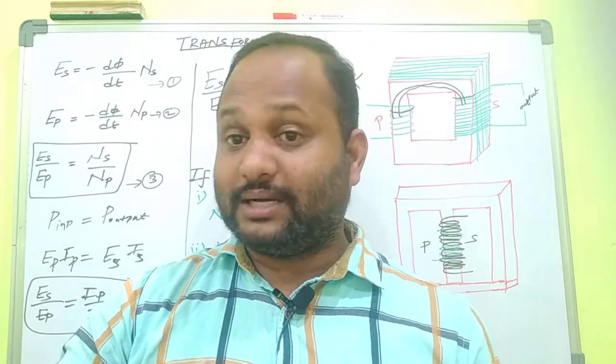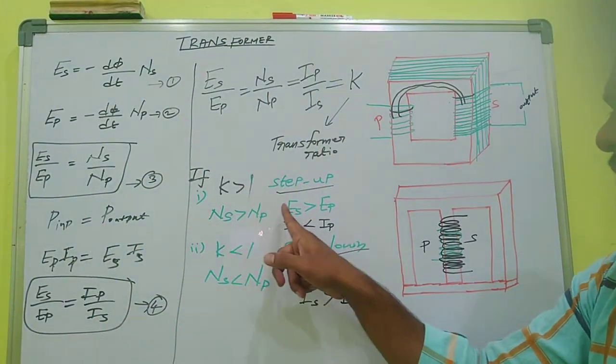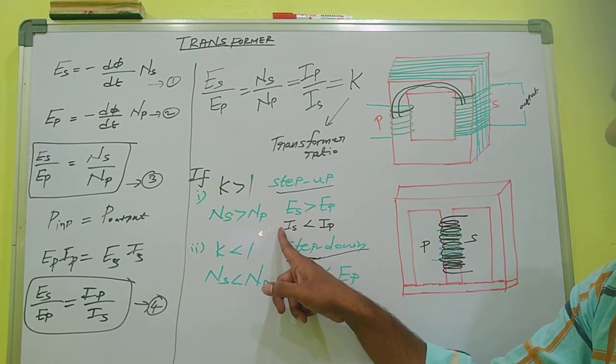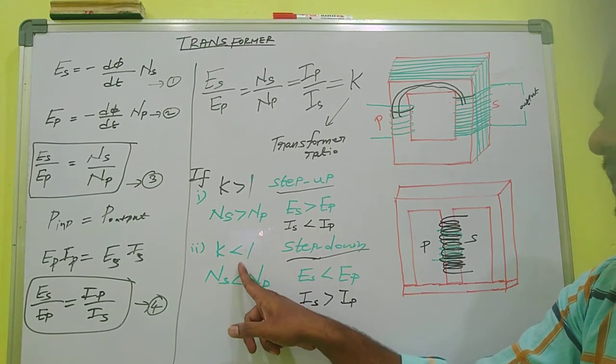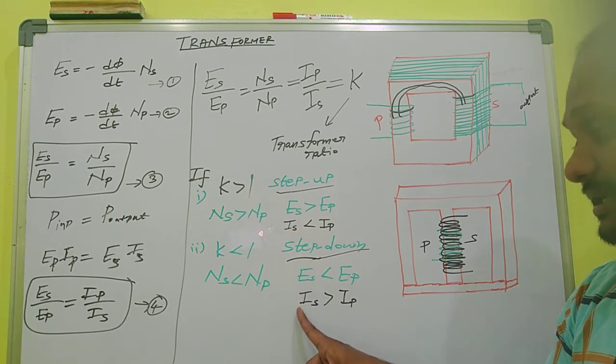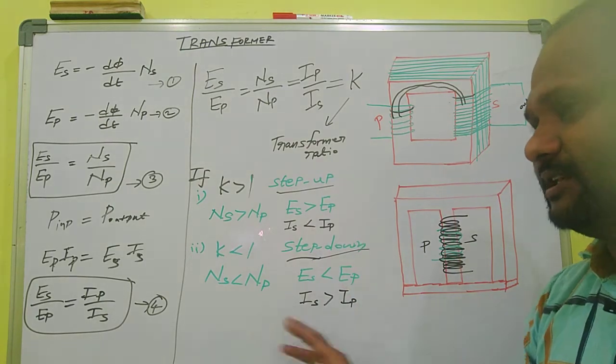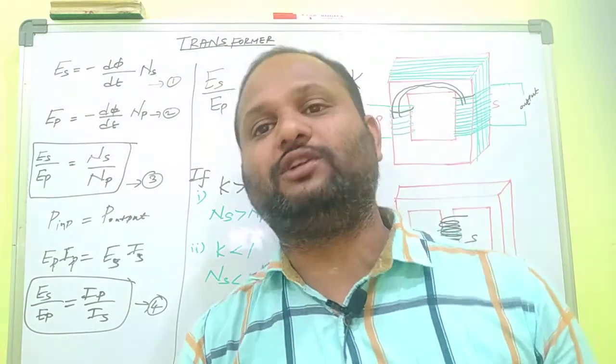Because in the step-up transformer, K is greater than 1, the output voltage is increased by decreasing the current. In the step-down transformer, K is less than 1, because the output voltage is decreased by increasing the output current. This works on the principle of the law of conservation of energy. Don't forget.